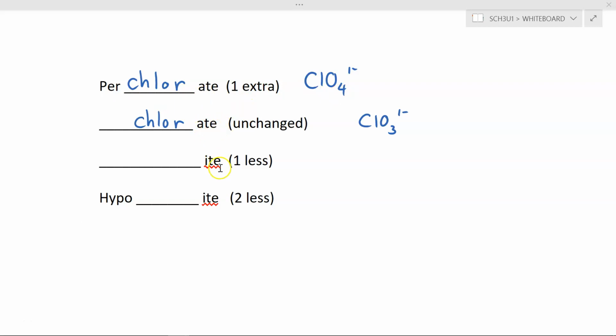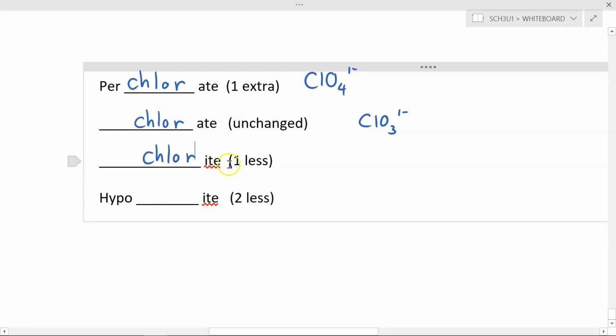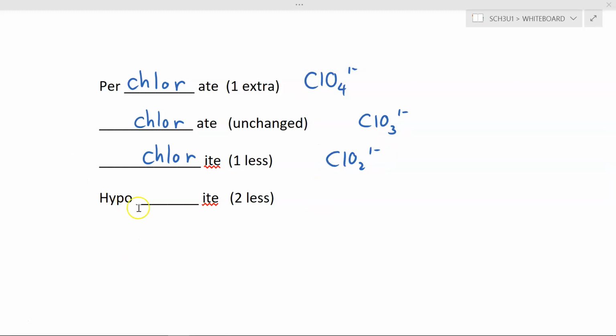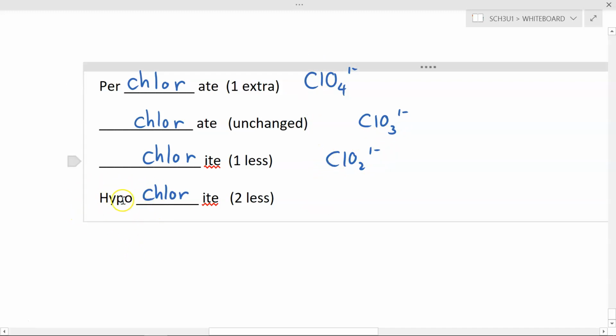Now if you change this suffix to an ite, you would get chlorite. And an ITE suffix means you have one less oxygen than you would with the ATE. So now I have ClO2 instead of ClO3. Again, same valence charge, same family. Finally, if I add the prefix hypo, so hypochlorite, that means you have two less oxygens than the regular one you have up here, chlorate. So now you have ClO with a 1- charge.